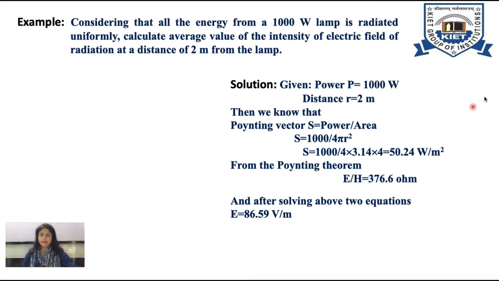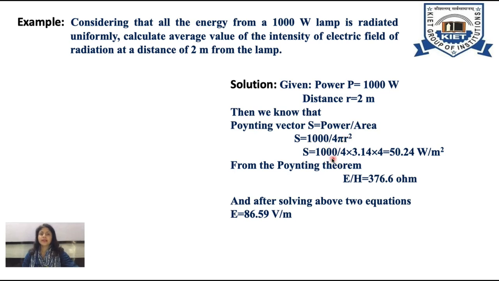Now an example. Considering that all the energy from a 1000-watt lamp is radiated uniformly, calculate the average value of the intensity of electric field of radiation at a distance of 2 meters from the lamp. In this numerical, we have to calculate the average value of electric field intensity. We have power equal to 1000 watt and distance equal to 2 meter. We know that the Poynting vector is power per unit area.